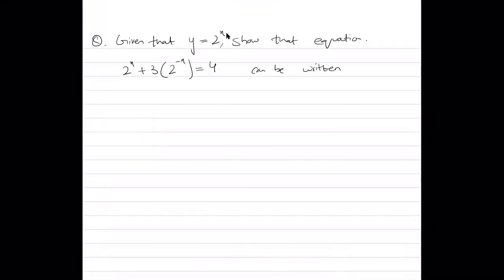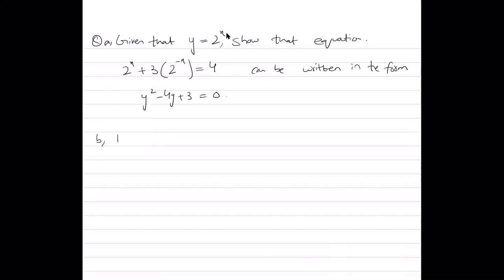Given that y equals 2 raised to the power of x, show that the equation 2 raised to the power of x plus 3 times 2 raised to the power of minus x equals 4 can be written in the form y squared minus 4y plus 3 equals 0. So you need to show this. This is part A for you.